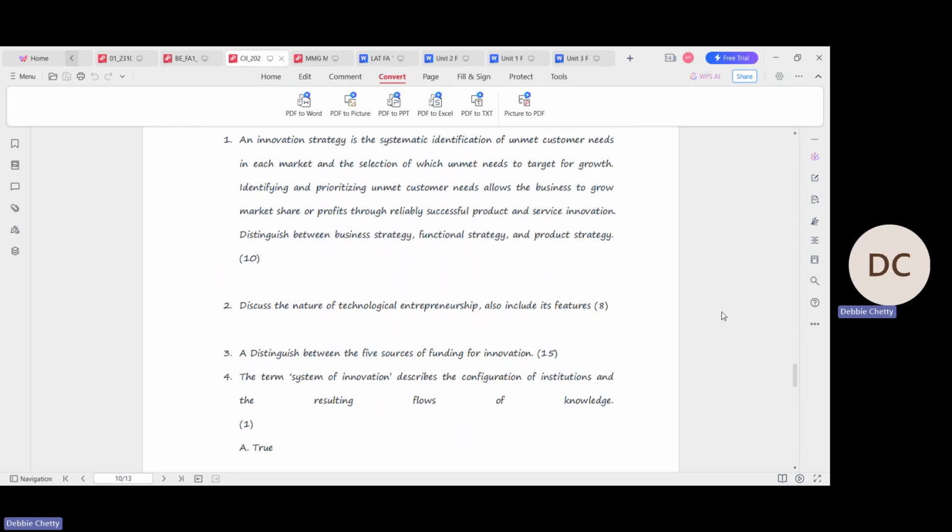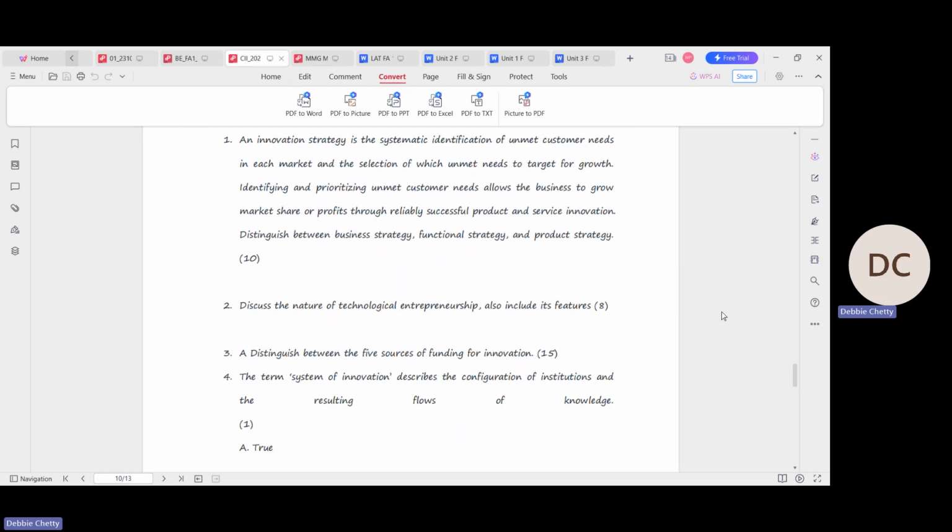Question two is: discuss the nature of technological entrepreneurship. Also include its features. So there are two parts to this question that you need to answer. You firstly need to discuss the nature of technological entrepreneurship. The question is not asking you what technological entrepreneurship is. The question is saying discuss the nature.